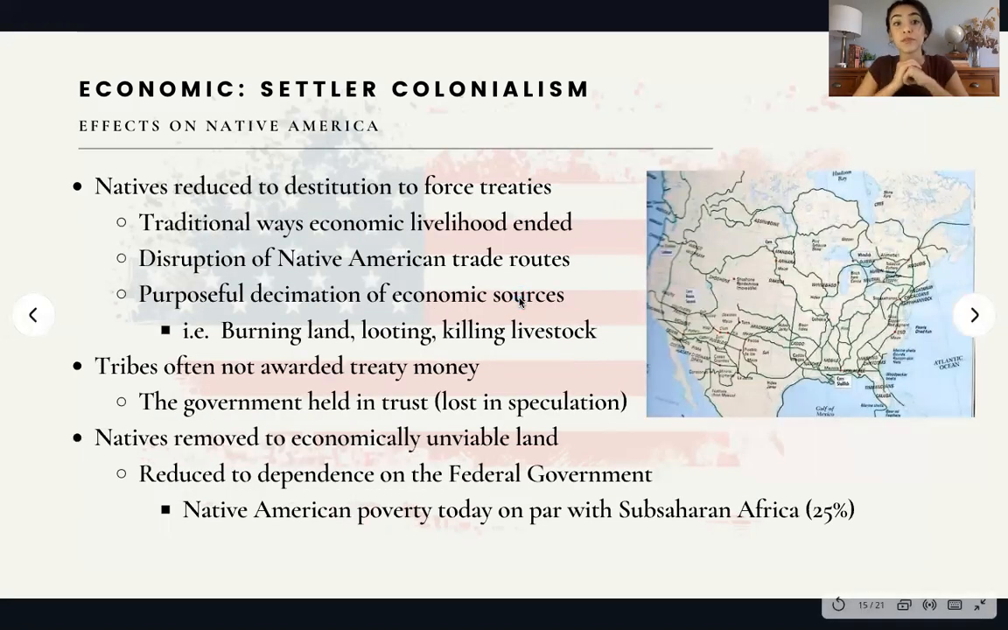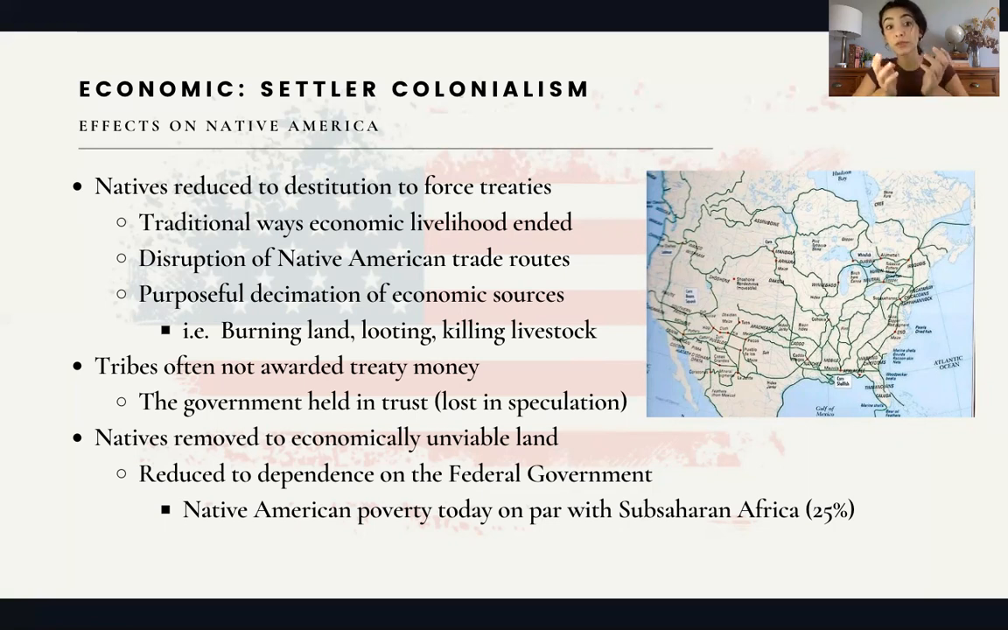What are the effects on Native Americans? Well, Native Americans are reduced to destitution in order to force treaties. So I show these trade routes on the right-hand side. All of these, they're blocked off so that they have no choice but to cede to treaties. Traditional ways of economic livelihood, economic provisioning were ended. And yeah, the trade routes were disrupted.